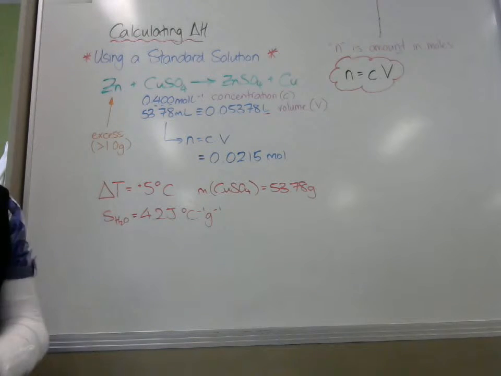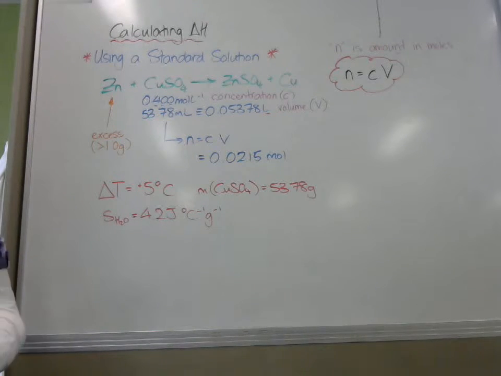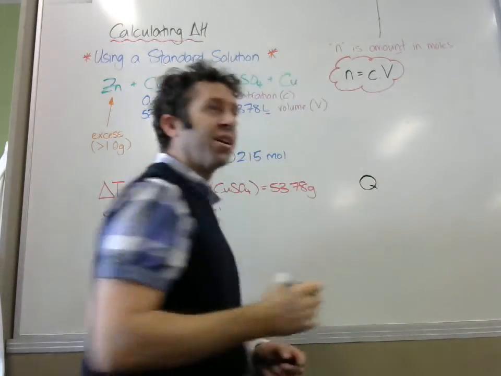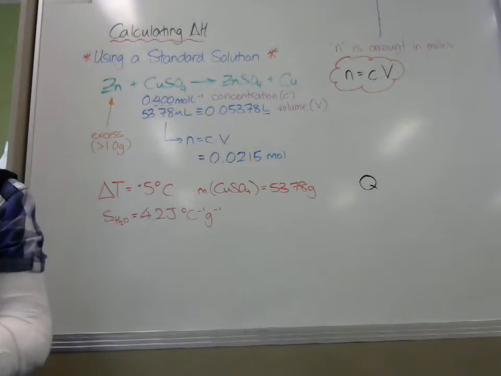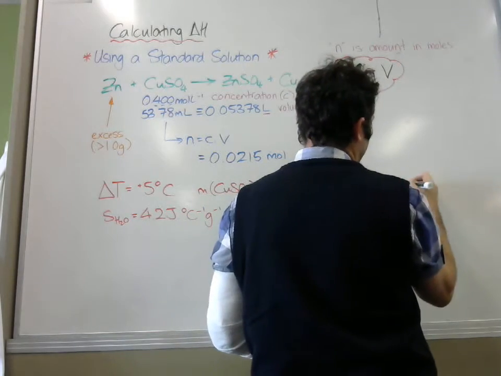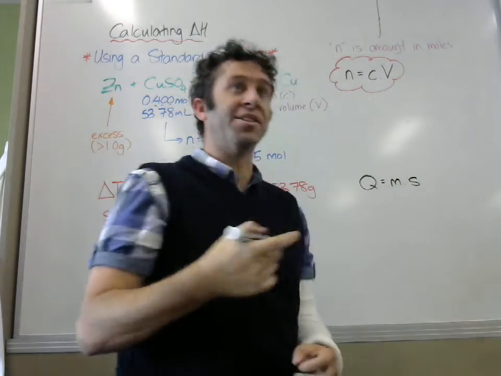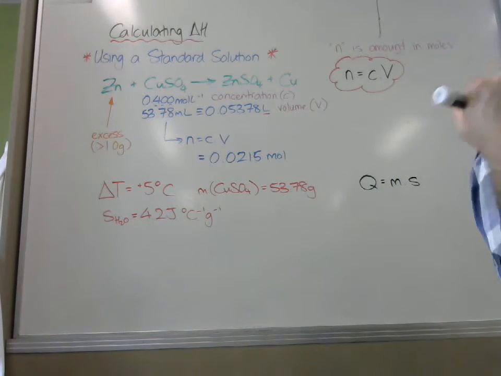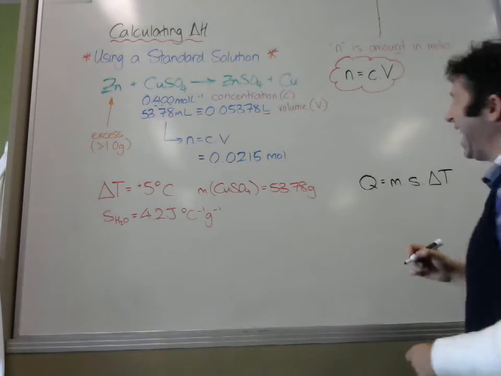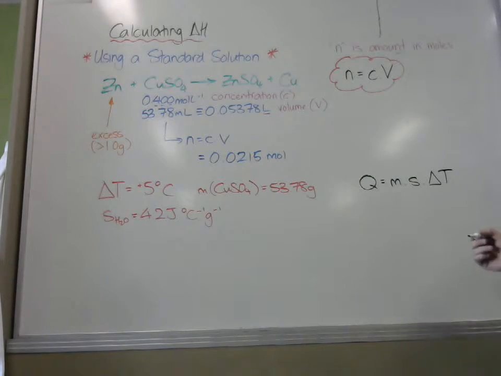Sometimes they put 4.18. Okay, so what do we do with that information? This is where I need to write another equation for you. This is about heat energy because it's something getting hotter or getting colder. Q is heat energy. It is m times the specific heat capacity of whatever is changing temperature, in this case water, times the change in temperature, and it gives us the answer in joules.